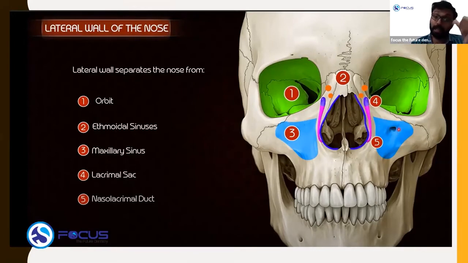Then there is the lacrimal sac. It is somewhere in this region. So these are basically the structures which are situated on the lateral aspect of the nose. Okay. And 5 is the nasolacrimal duct.